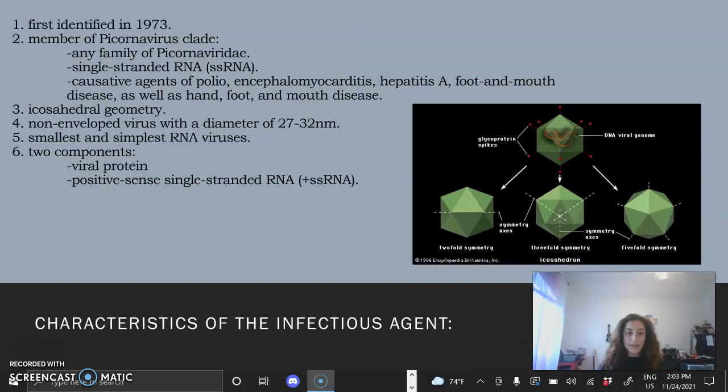So Hep A was first identified in 1973 as a member of the picornavirus clade. The members of the picornavirus consist of any family of Picornaviridae of single-stranded RNA and causative agents of polio, encephalomyocarditis, hepatitis A, foot and mouth disease, and hand, foot, and mouth disease.